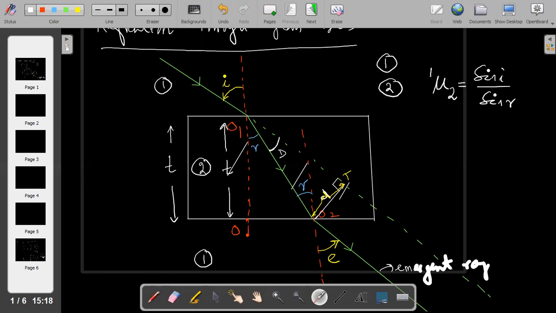Sir, can you repeat the 1 to 2 once more? Yes. Tell me what is written. Applying Snell's law for the refraction of light from 1 to 2. What will we get? Mu 1 to 2, meaning 2 with respect to 1, is equal to sin I by sin R.